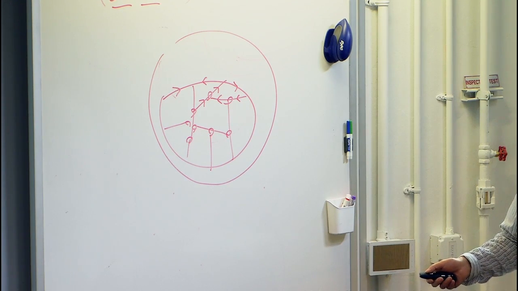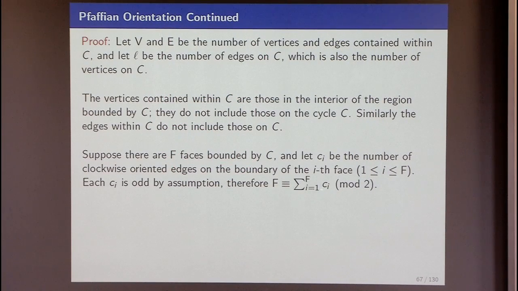Now, take the number of faces. Since I said it's odd, every face has an odd number of clockwise oriented edges. It's odd, so this is 0, this is 1 mod 2, every one of them. So F is congruent to the sum of the count of the number of clockwise oriented edges per each face, mod 2. Okay? This is just saying F is congruent to a sum of 1s mod 2. Every Ci is 1 mod 2.